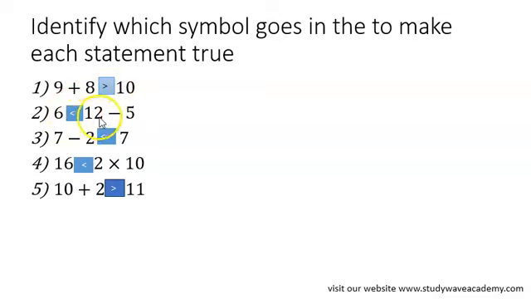We have here 6 is less than 12 minus 5. If we calculate 12 minus 5, it is going to give us 7. And 6 is less than 7, right? Yes, 6 is less than 7.